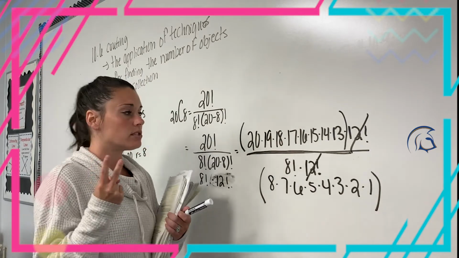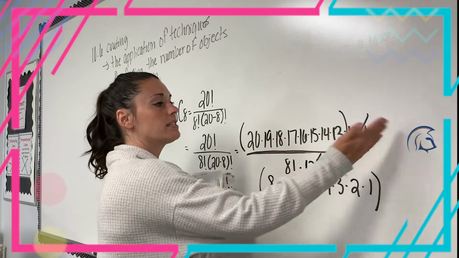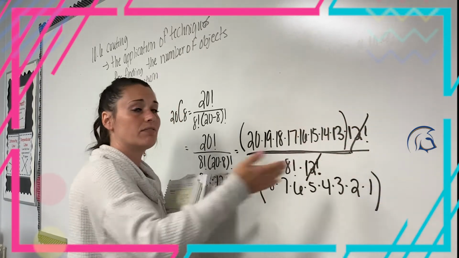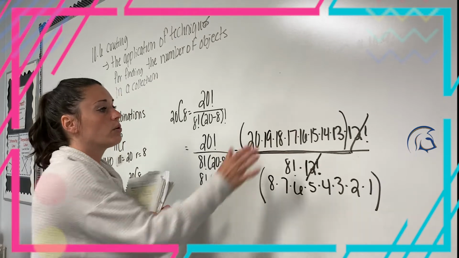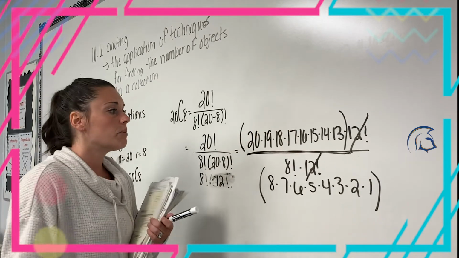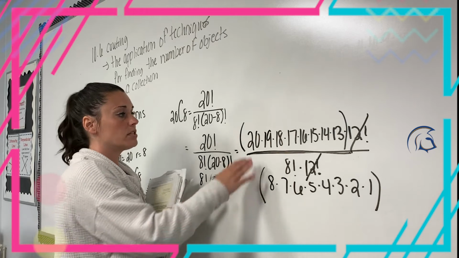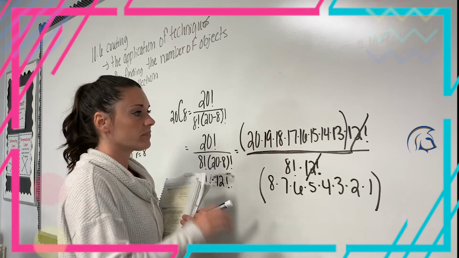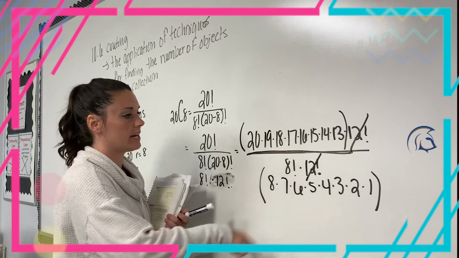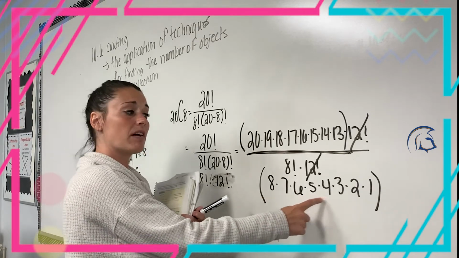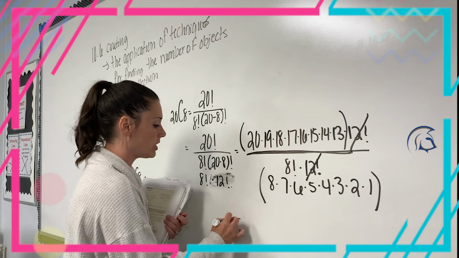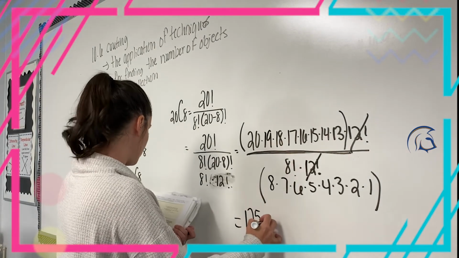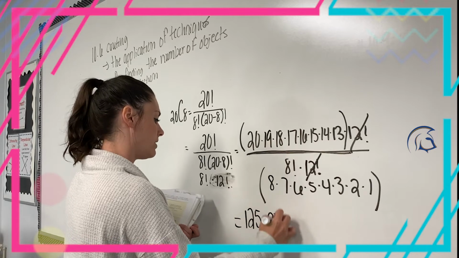You cannot type it in without the parentheses altogether, okay? There's 2 ways you can do it. You can multiply this, get your answer, and then multiply this, get your answer, and then divide your 2 answers. Or you can type the whole thing in, but use parentheses. Parentheses, 20 times 19 times 18 times 17, all the way down to 13, and then divided by 8 times 7 times 6 times 5 times 4 times 3 times 2 times 1. And when you do that, you should get 125,970.